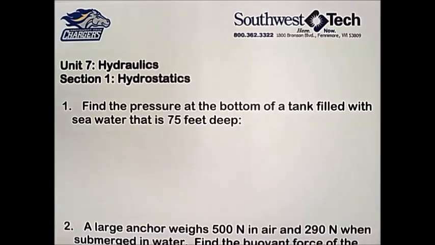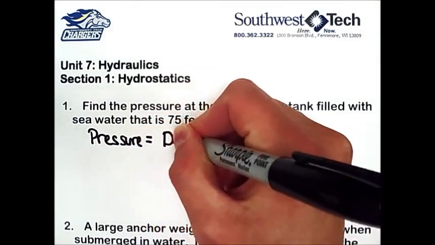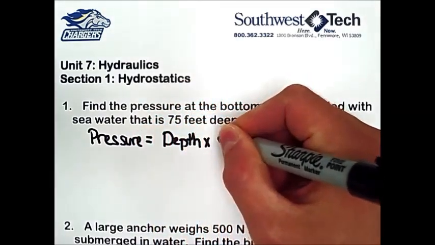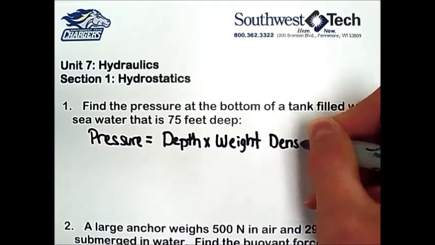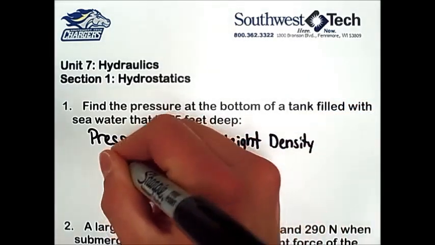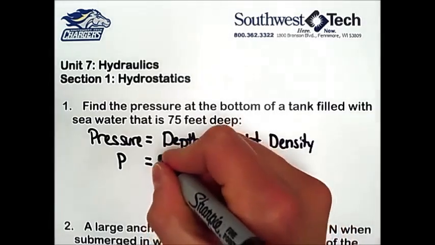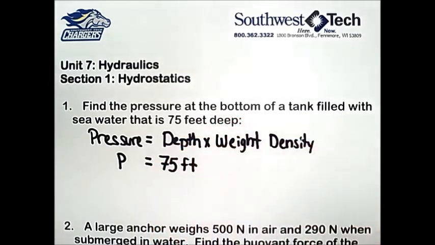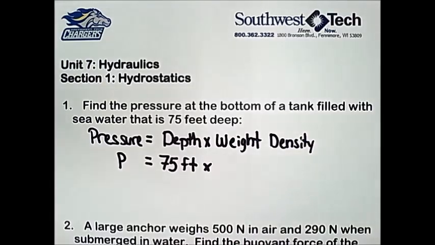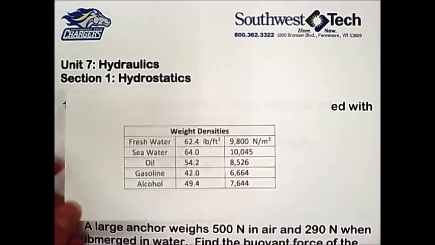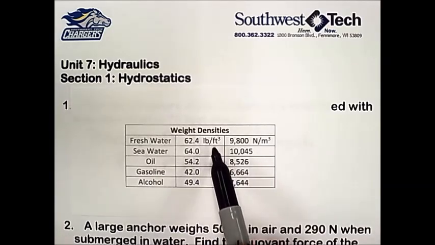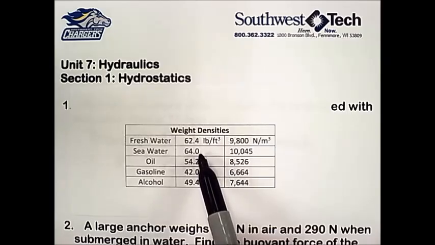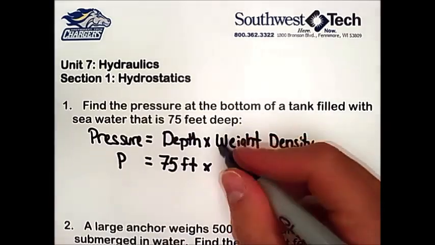In this problem, pressure is equal to the depth multiplied by the weight density of seawater. In this problem, the depth is 75 feet, and the weight density of seawater we have to find from our table of weight densities. So seawater, we're told, is 64.0 pounds per cubic foot. And again, this is the value that we need, 64.0, because we're dealing with English units.